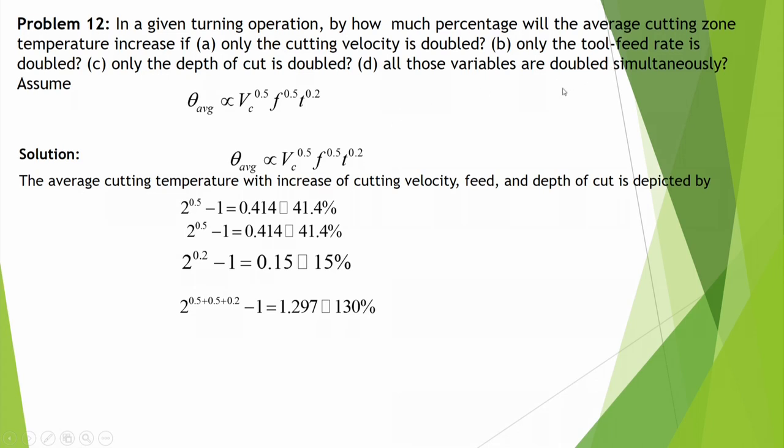Similarly, you have to just plug in the value. If the tool feed rate is doubled, then it will be 2 to the power 0.5 minus 1, that means 41 percent. And then 2 to the power this one, and if all are doubled, then that effect will be combined. That means it will increase by that much amount, okay, 130%. So such type of problems are there.